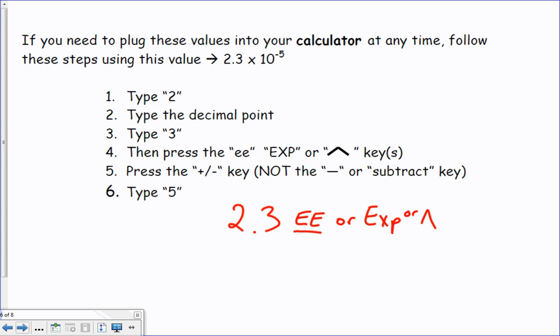This EE button, I might have to press the second button first to get it, because I see it's not on the button, right? It's on the calculator, I bet. And then, of course, if my exponent is negative, I need to press a negative. And I do that by pressing the plus or minus key. This one here with the slashes, not the subtract key that's by your add key and your divide key and your multiply key. You want to press this one here, plus or minus. So it's going to be 2.3. I press EE. Then I press that minus sign. And then I put in 5 for the exponent. That number is the same thing as this number. Okay, fastest way to get it in there.